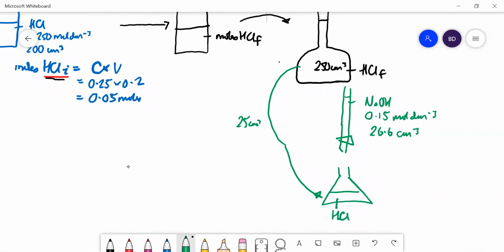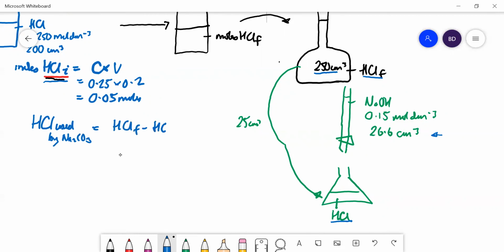So, just a brief overview, we're going to find the moles of NaOH, concentration times volume here. From that, we can work out the moles of HCl. They react in a 1-to-1 ratio. I'll write the equation in a minute. Multiply it by 10, and that's going to give us the moles in 250. That's HCl final. We know HCl initial here, so we can work out how many moles of HCl were used up by the sodium carbonate. That's HCl initial minus HCl final. We know that 1 mole of sodium carbonate reacts with 2 moles of HCl, so we can work out how many moles of sodium carbonate we've got. That's where we're going. Okay, so let's do that first of all.